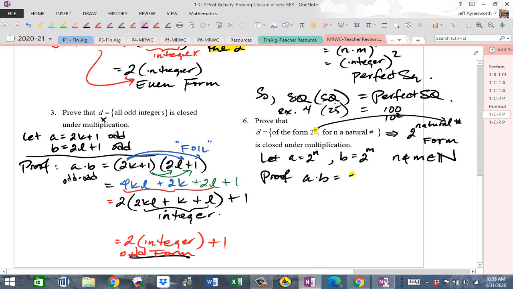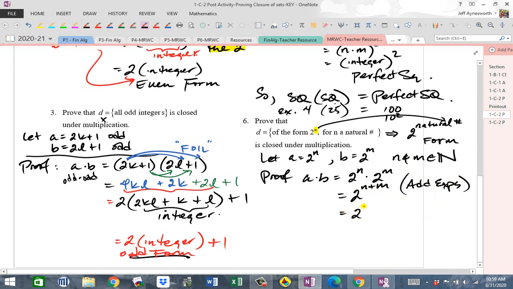A times B is equal to 2 to the power n times 2 to the m power. Well, in algebra 1, when you multiply like bases, you add the exponents. So this is equal to 2 to the power of n plus m. Going back to algebra 1, believe it or not. And guess what? n and m are naturals. In the previous activity, we said a natural plus a natural is a natural. Like 1 plus 4 is 5, and 3 plus 8 is 11.